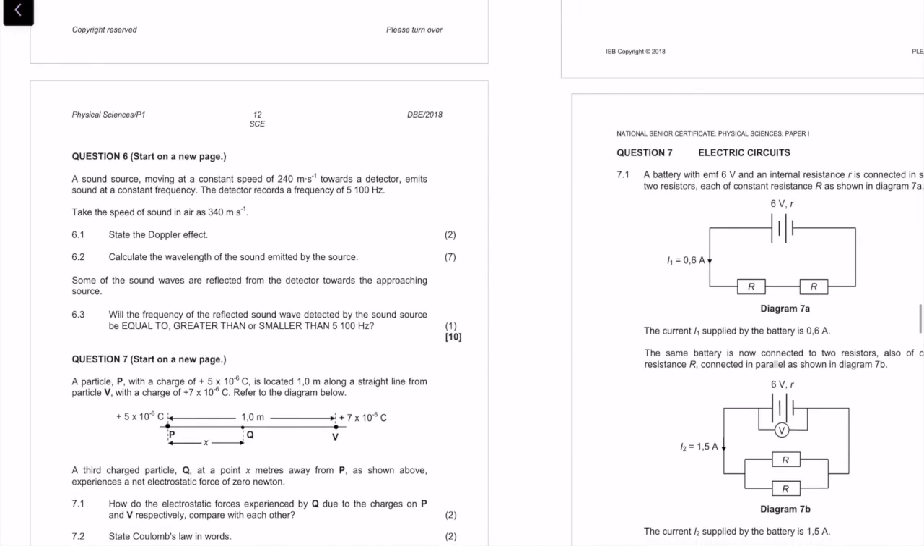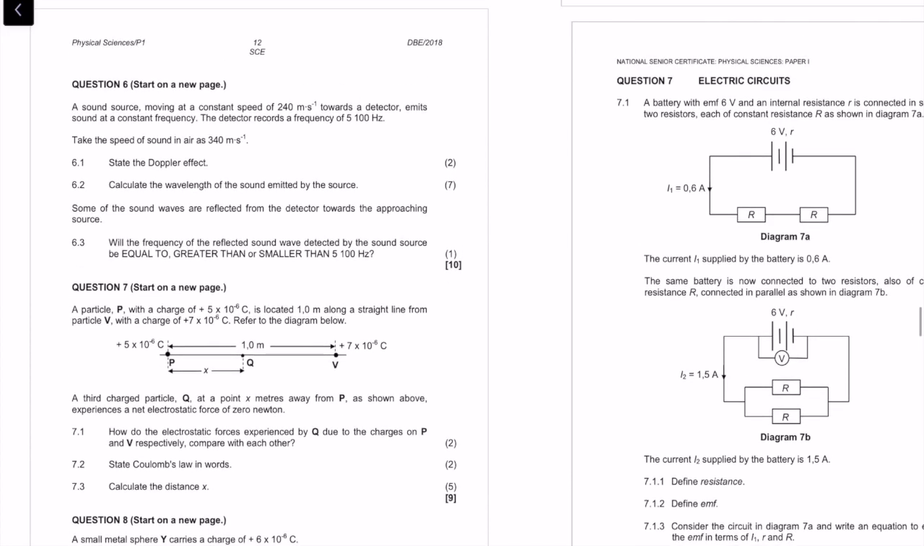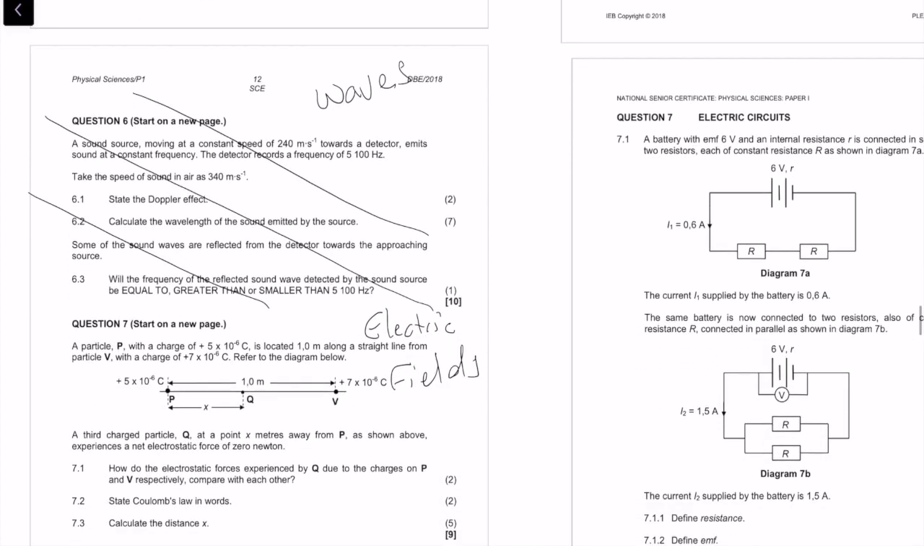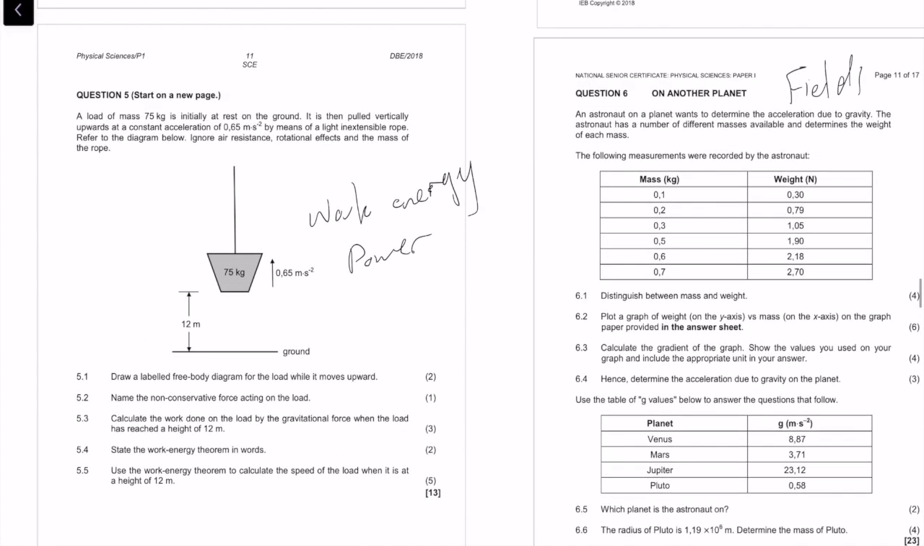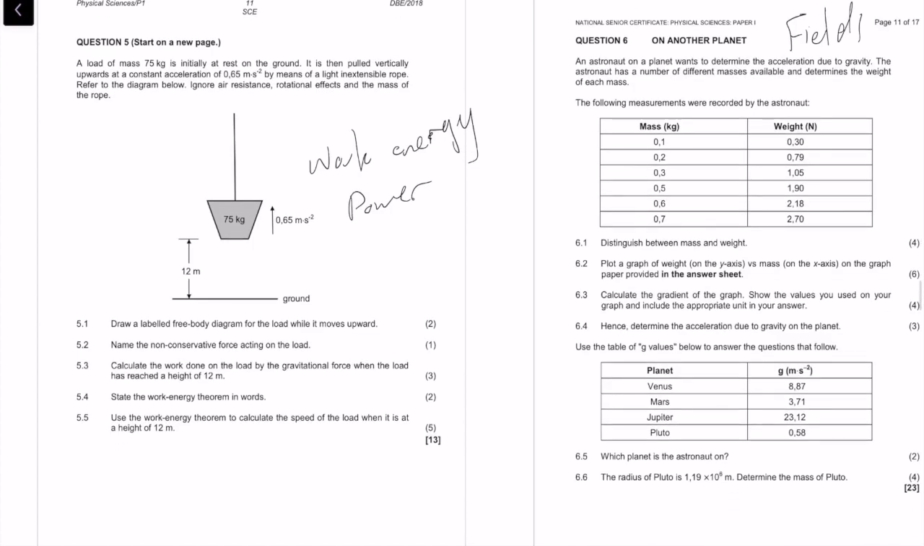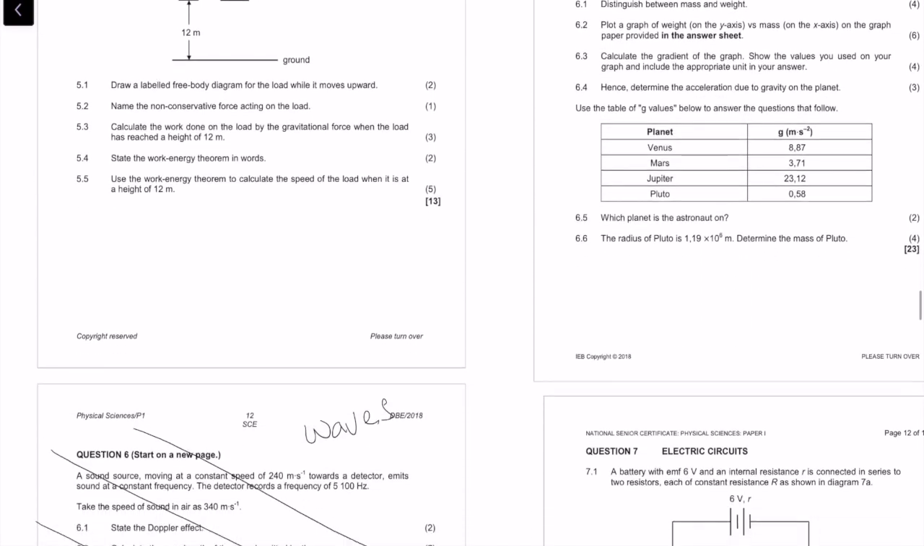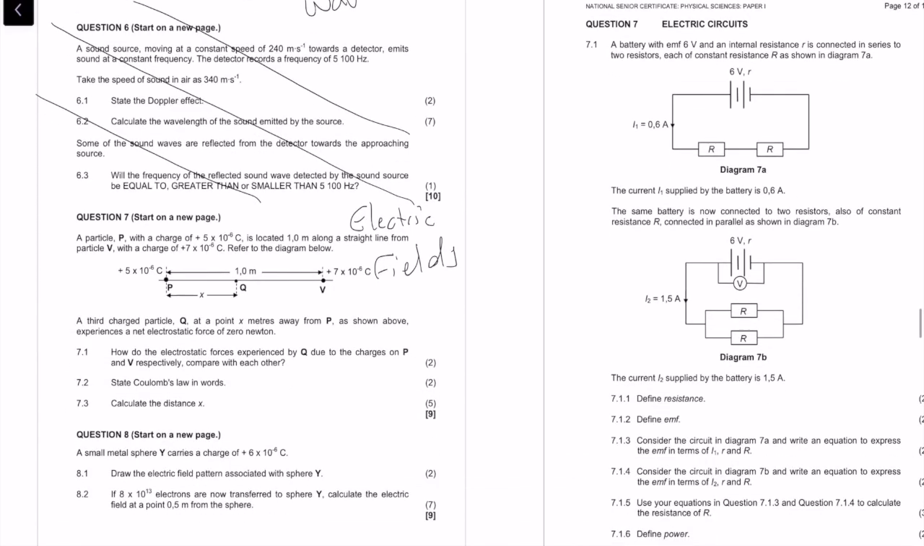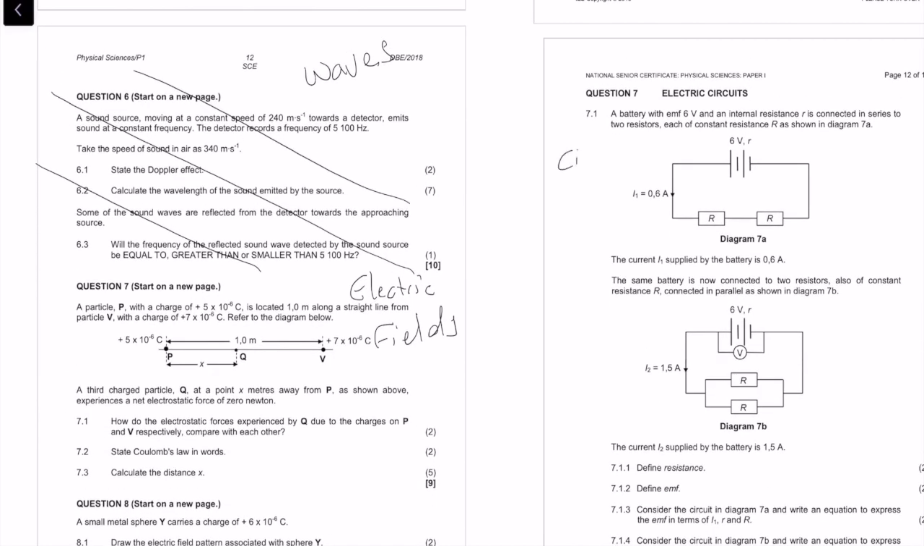If we keep going with the DBE, this section is on waves. This is not covered by the IEB, and I won't be going through that either. But question 7 is on fields, specifically electric fields. With fields, both exams will have either electric fields or gravitational fields. It's very seldom that you see both. In this case, the IEB had gravitational fields, while the DBE had electric fields, but that could easily have switched over. Then question 7 for the IEB is on electric circuits.